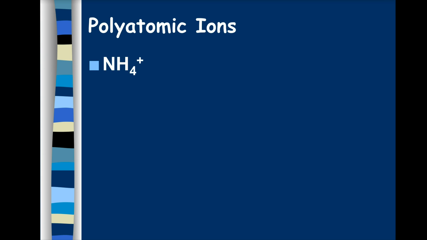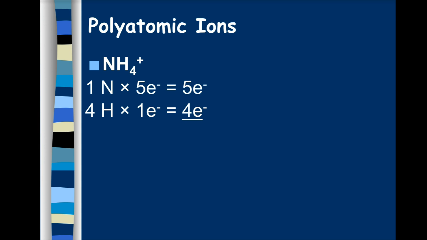We can do the same for ammonium. This is NH4 1+. So nitrogen has 5 valence electrons. Each hydrogen brings 1 with it, and that's a total of 9. Oh, odd number, but that plus sign means we take 1 away. Remember, it's a positive thing to get rid of them. So we have 8 valence electrons.